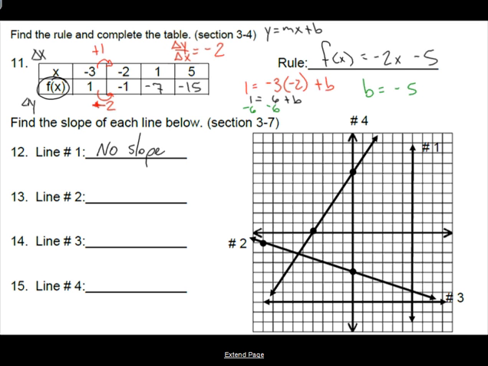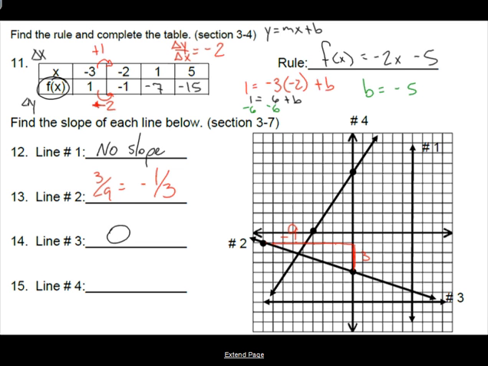Number 13, we're looking at line number 2. Line number 2 here, so I'm going to rise, and then I'm going to run. I had to rise 1, 2, 3, and I have to run to the left 1, 2, 3, 4, 5, 6, 7, 8, 9 places. So that's a -9. So I have 3 over -9, which is the same as a -1/3. Line number 3. Line number 3 is a horizontal line. Being a horizontal line, we have a 0 slope.